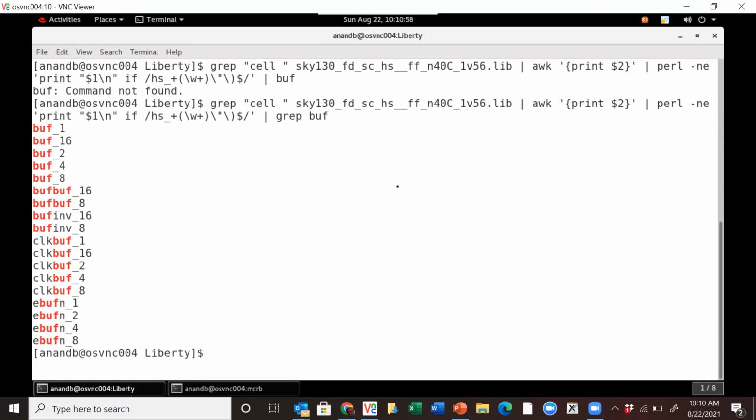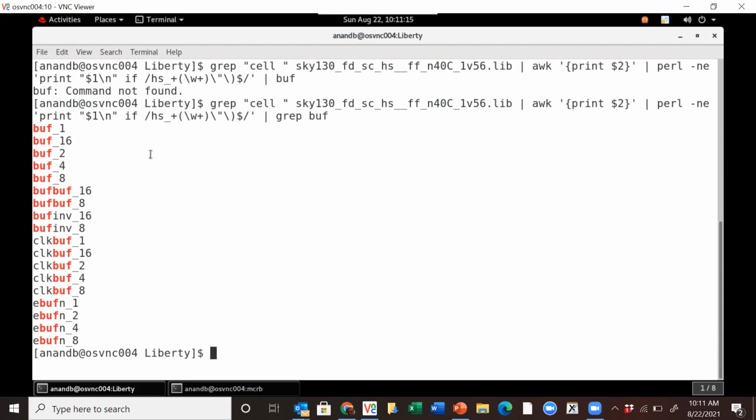I can see all the buffers that are there in this library. And you can see that I have buffers with drive strength of 16. So they're very high drive strength buffers. That's very common in a standard cell library. You will have very high drive buffers in order to drive large capacitive loads or to drive long distances.